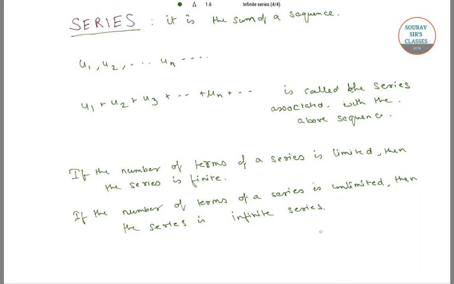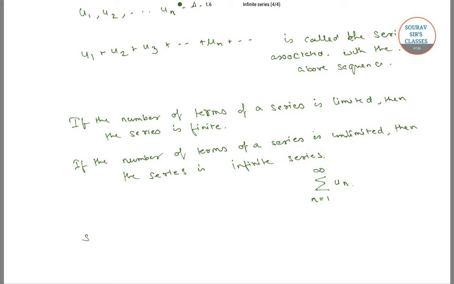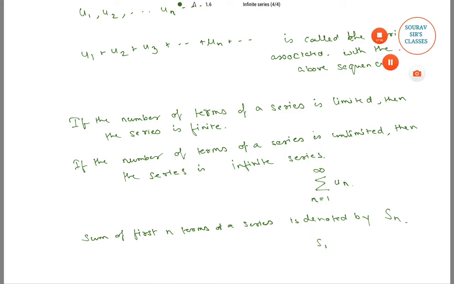An infinite series is denoted by summation n is equal to 1 to infinity un, and the sum of the first n terms of a series is denoted by Sn, that is Sn is equal to u1 plus u2 plus u3 plus so on till un.